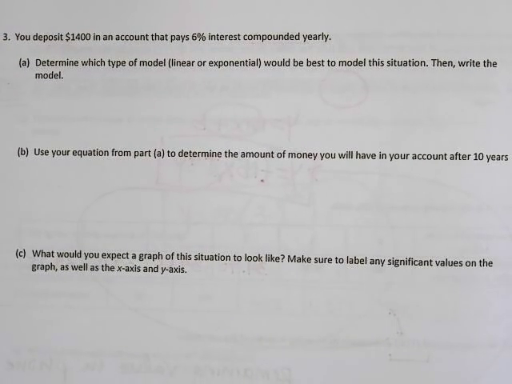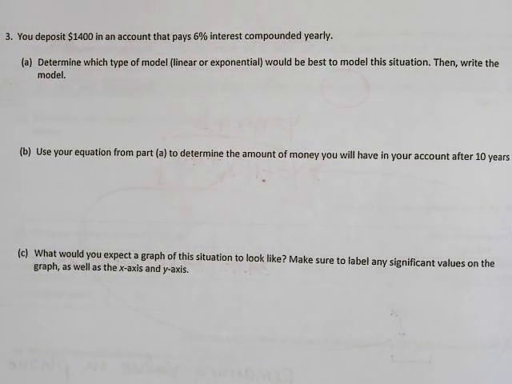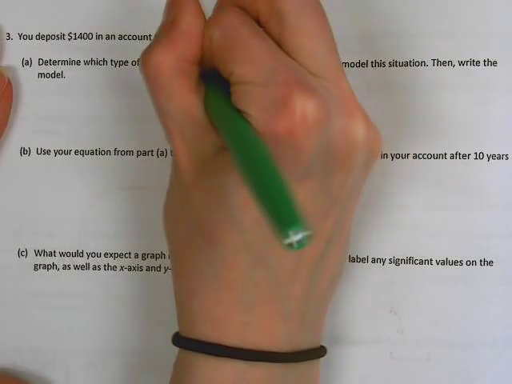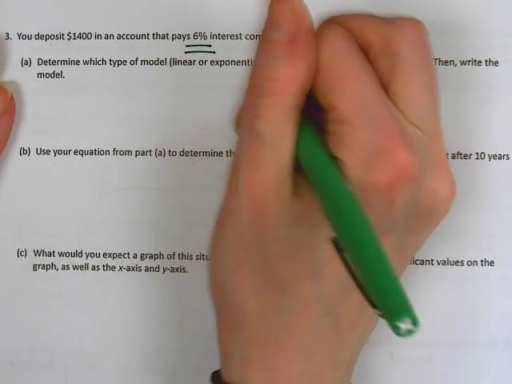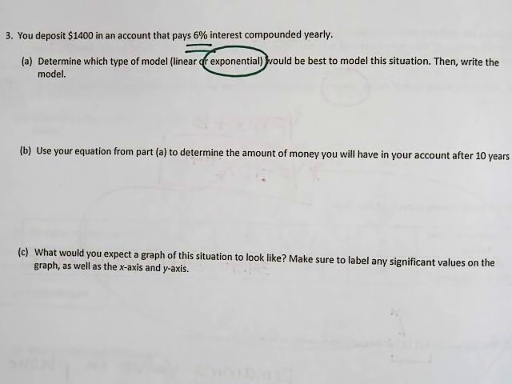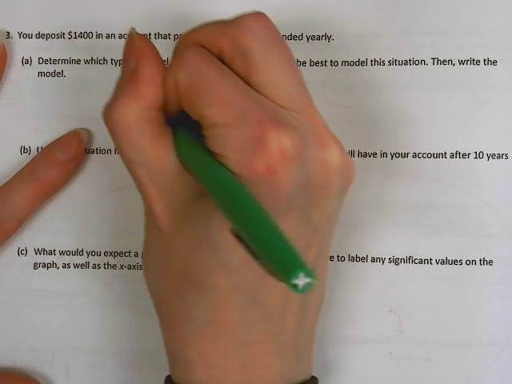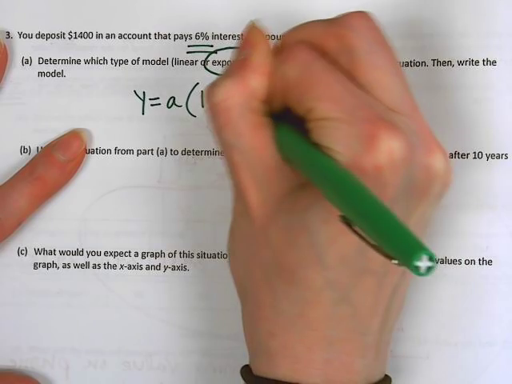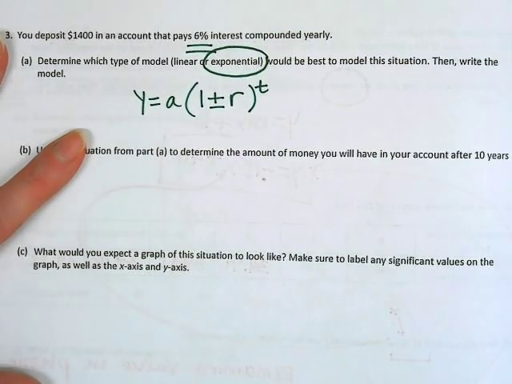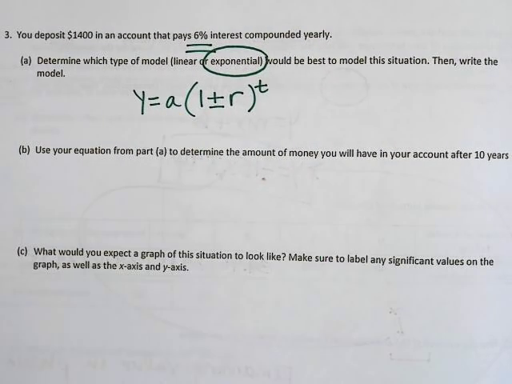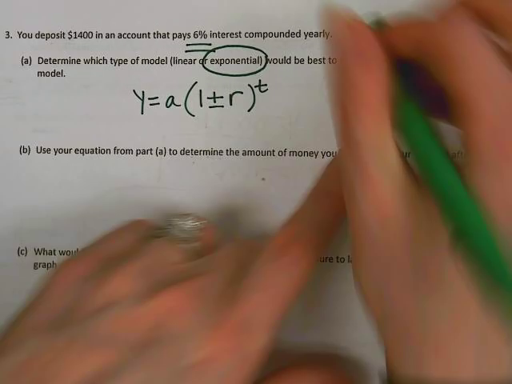You deposit $1,400 in an account that pays 6% interest compounded yearly. Okay, so A says, what type of model? When it's a percent growth or decay, it's exponential always. Now the percent problems, the model is y equals a times 1 plus or minus r to the t power. We might have used C before, but I'm just going to use A. Doesn't matter.